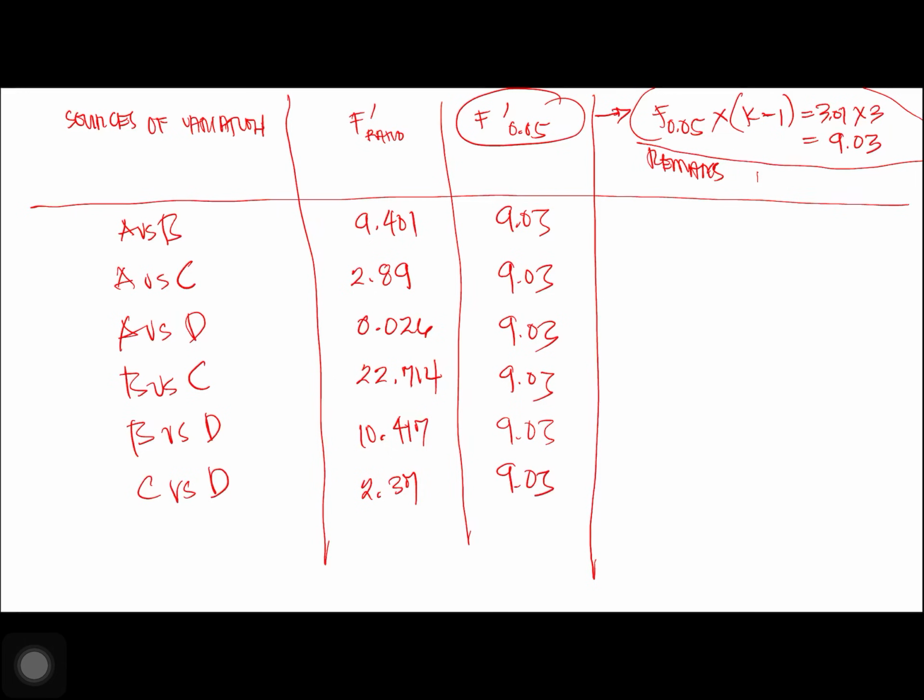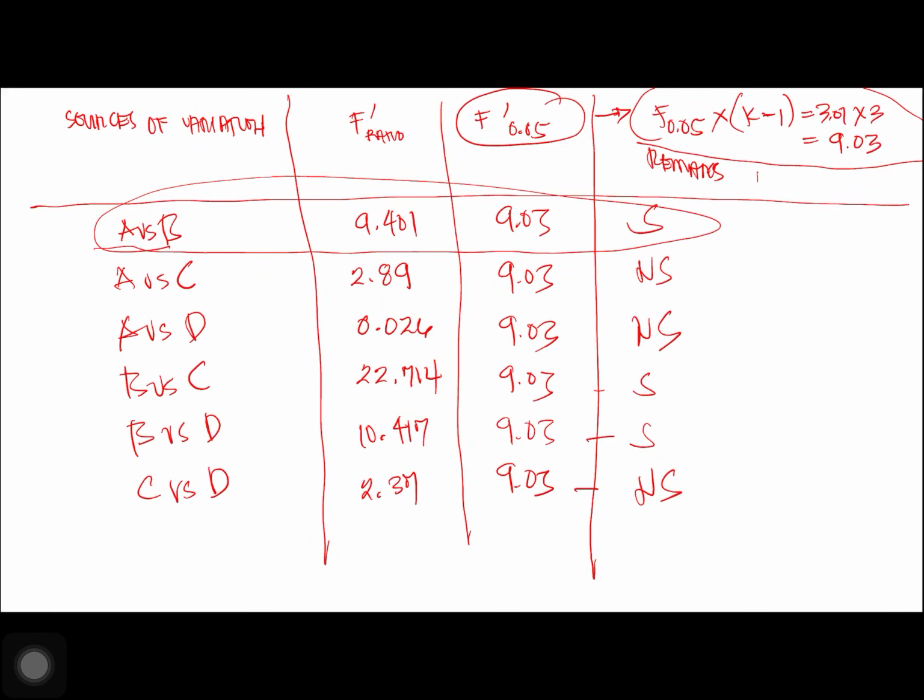Just like our decision rule, if the F prime computed is greater than F prime at 0.05, then that means it is significant. If it's less than, then it's not significant. So in the case of A versus B, the F prime ratio is greater than F prime at 0.05. This is significant. A versus C is not significant. A versus D is not significant. B versus C is significant. B versus D is also significant. And C versus D is not significant.